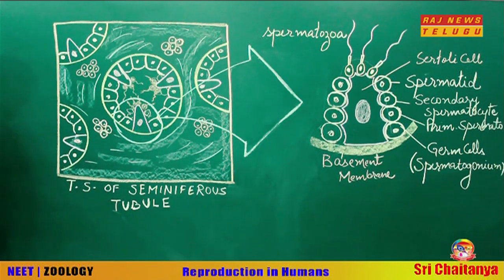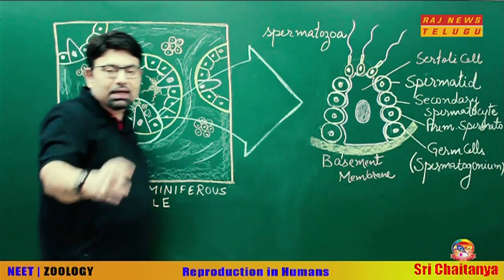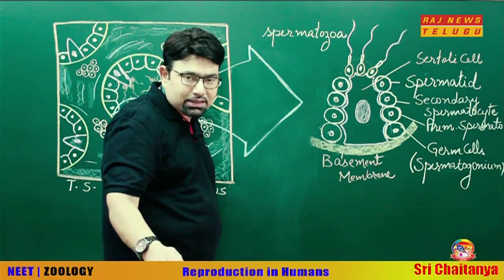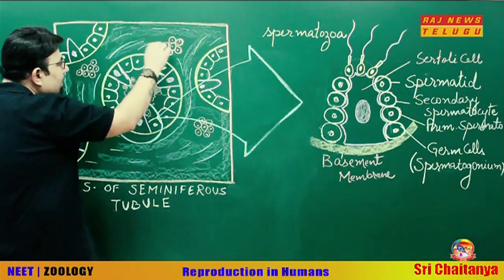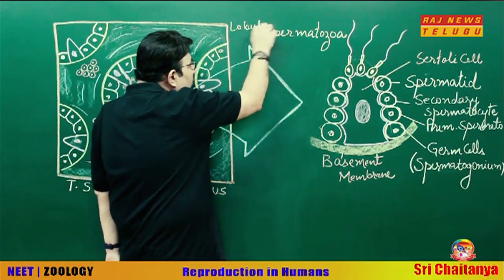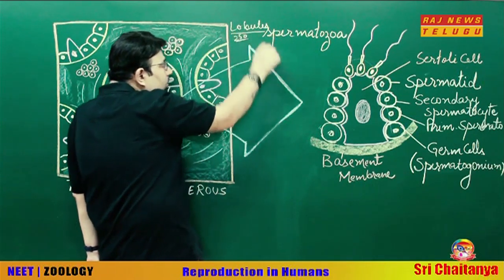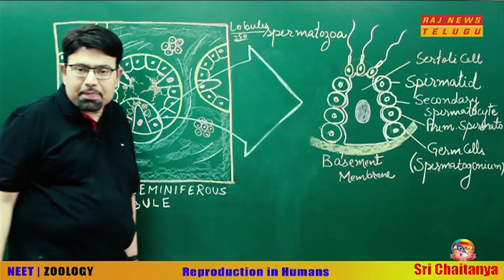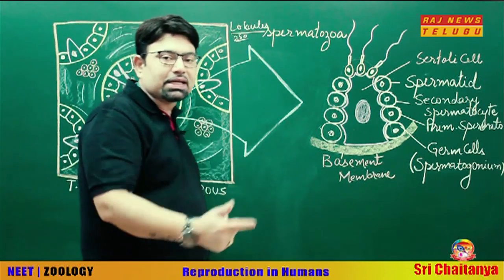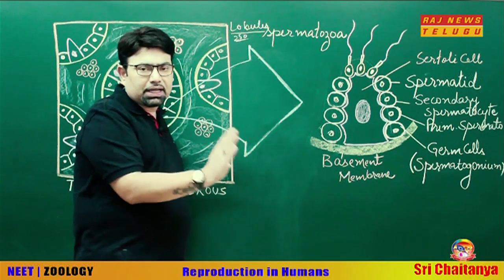Now, this is a section of seminiferous tubule. You know that? Seminiferous tubules are present in the testicular compartments. Those compartments are called testicular lobules. And can you remember how many lobules are there approximately? Yes, there are 250 lobules in each testis. And these tubules are present in the lobules, in the compartments, 1, 2, 3 in number.